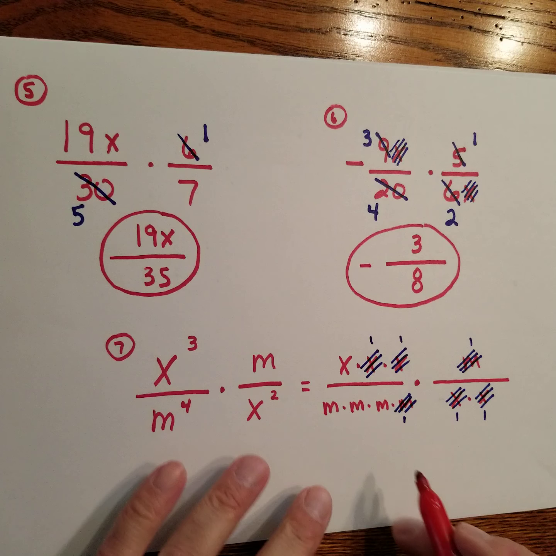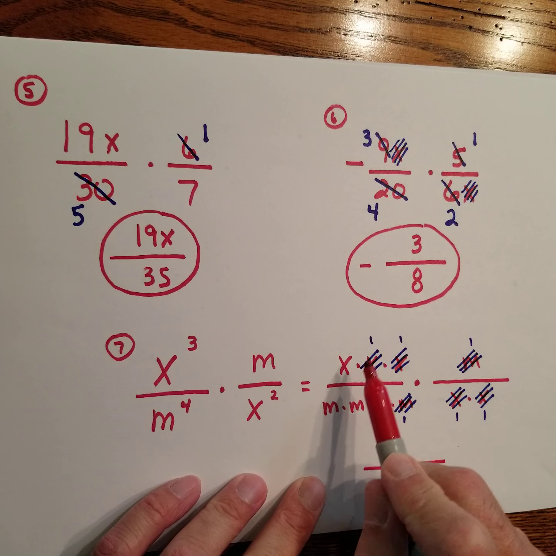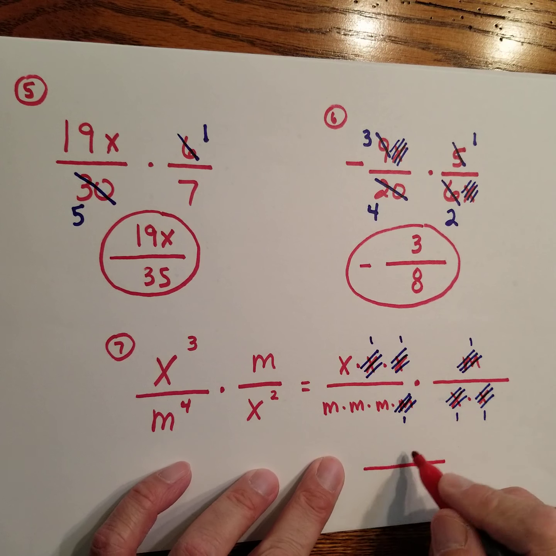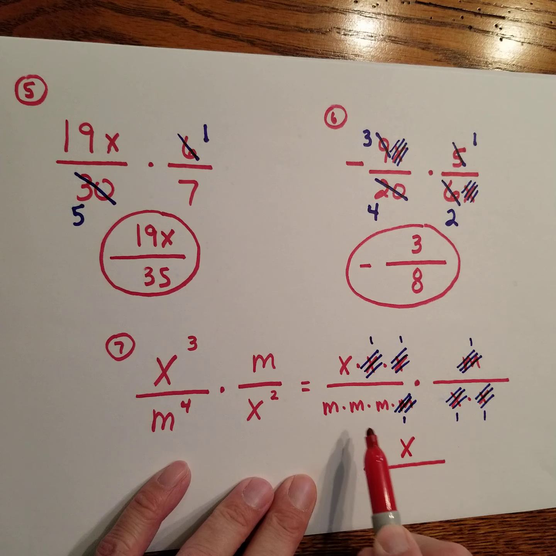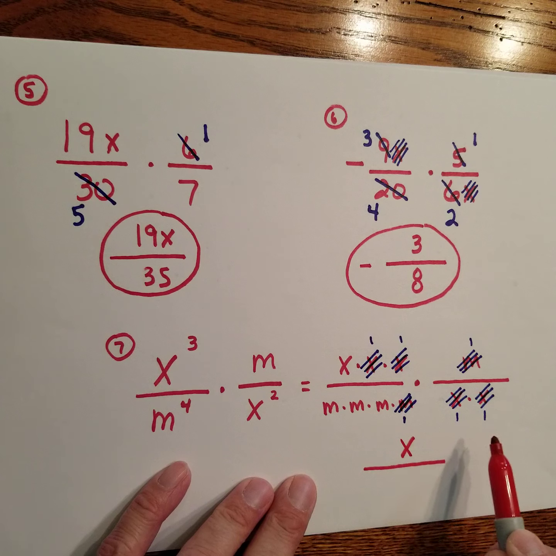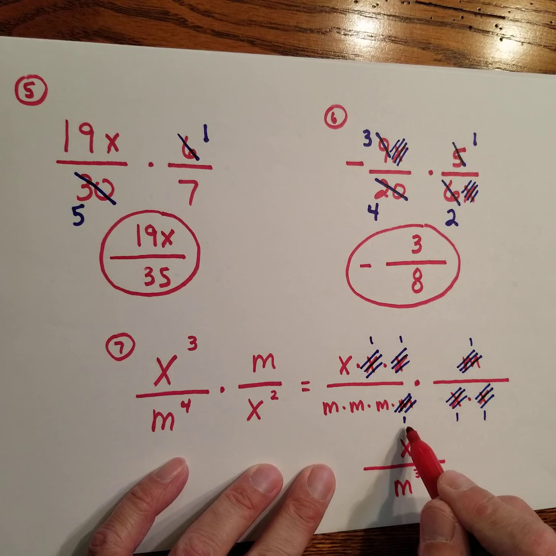Here comes my final answer. Multiply the tops. X times 1 times 1 times 1. That's x. In the bottom, m times m times m times 1 times 1 times 1. That's 3 m's, which is m to the third power.